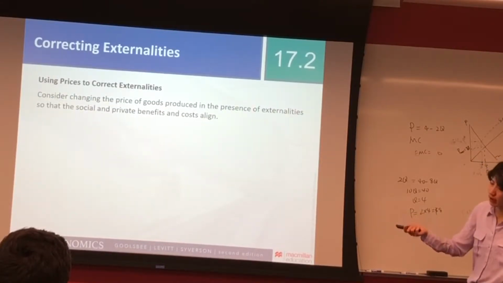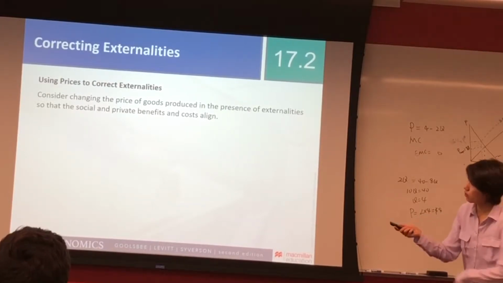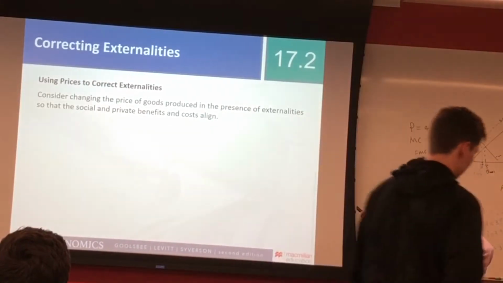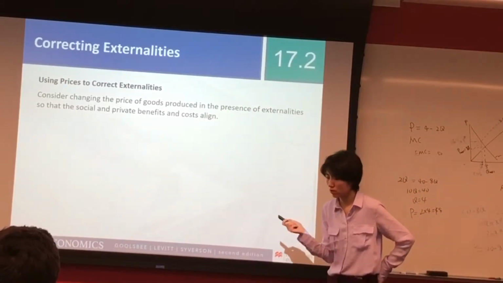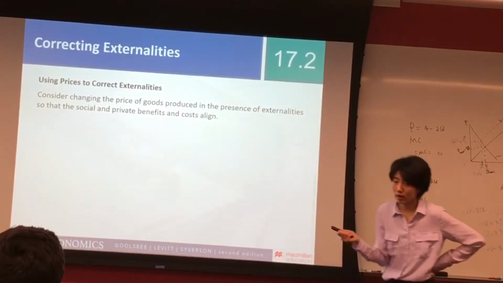Using price to correct externalities: consider changing the price of goods produced in the presence of externalities, so the social and private benefits and costs align.